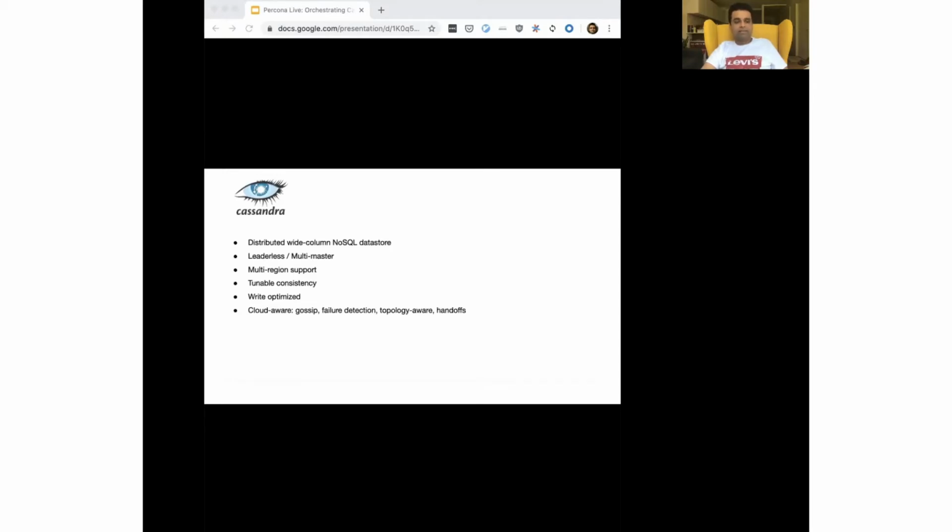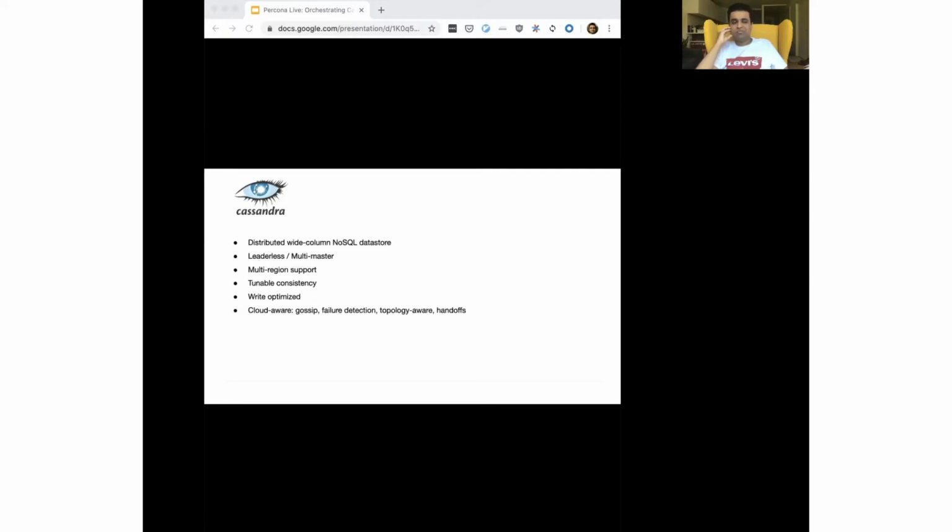And it is leaderless / multi-master, which means you don't have one master and replicas, but all the nodes can either directly take your connection traffic or act as coordinators, which makes it much more amenable for orchestrating. It makes our job easier, basically. And it has multi-region support, very important for companies which are distributed across multiple regions. And it provides tunable consistency, which means the client can say what level of consistency they need, whether they need all the nodes, some nodes, one node, or any node, things like that.